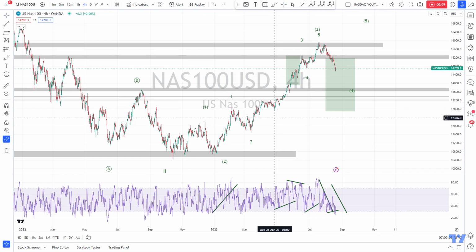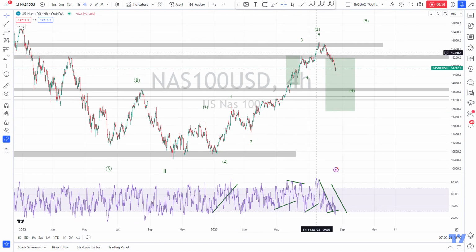And we will have a look at the NASDAQ futures on the Oanda platform. So here we are looking at the 4-hour chart. This weekend I made a higher time frame analysis of the NASDAQ. I think there is a lot of interesting information there. So please have a look if you want to have a bit more context.